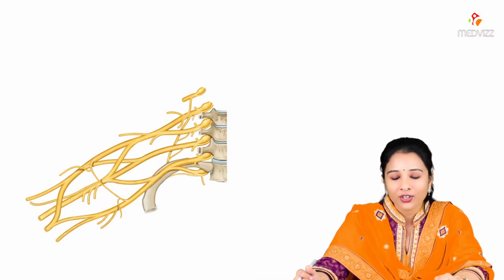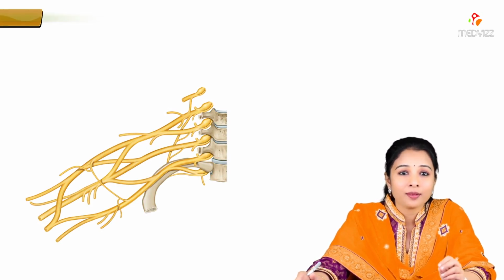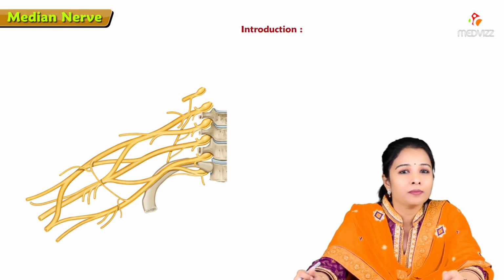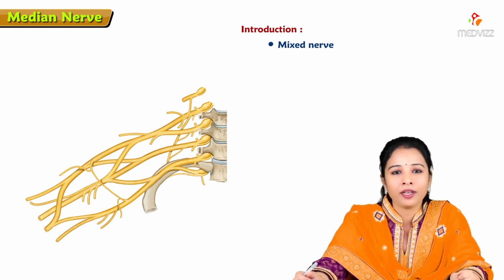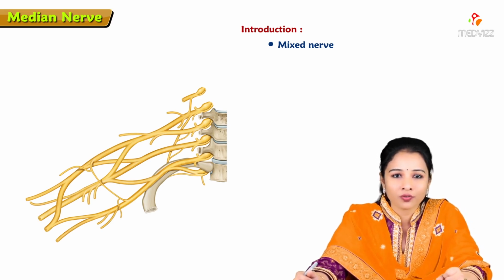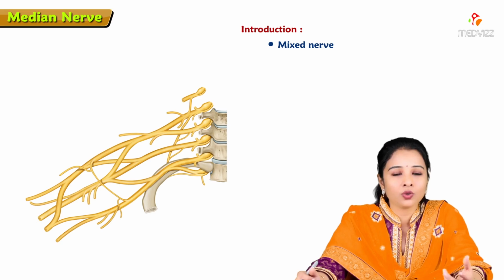Hello students, today we are going to learn a very interesting topic, that is the median nerve. Median nerve is a mixed nerve, and if you see the origin, here is the brachial plexus showing the origin of the median nerve and other nerves too. And apart from origin, we will learn about its course and area of distribution.